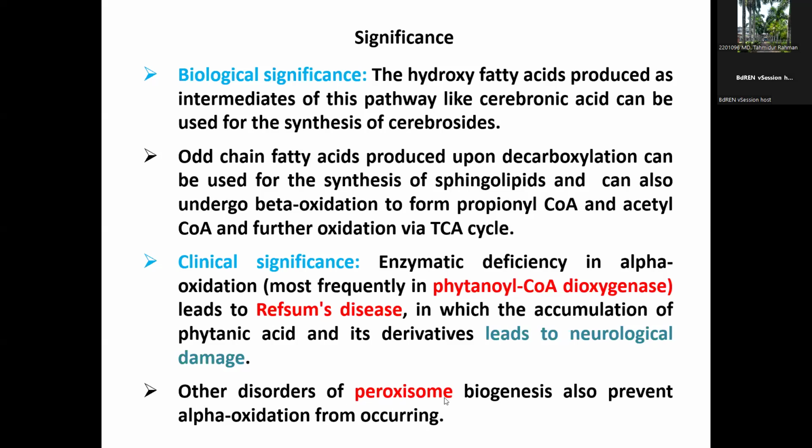Other disorders of the peroxisome biogenesis also prevent the alpha oxidation. You know, the peroxisome is the compartment where the alpha oxidation happens.